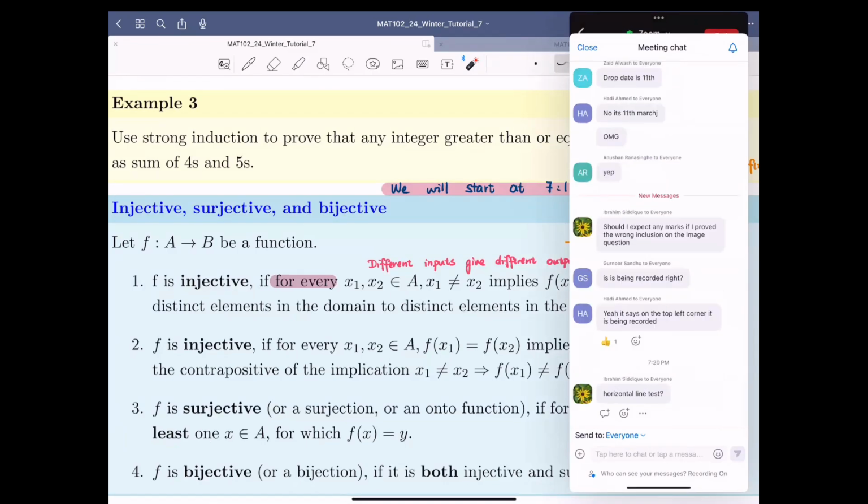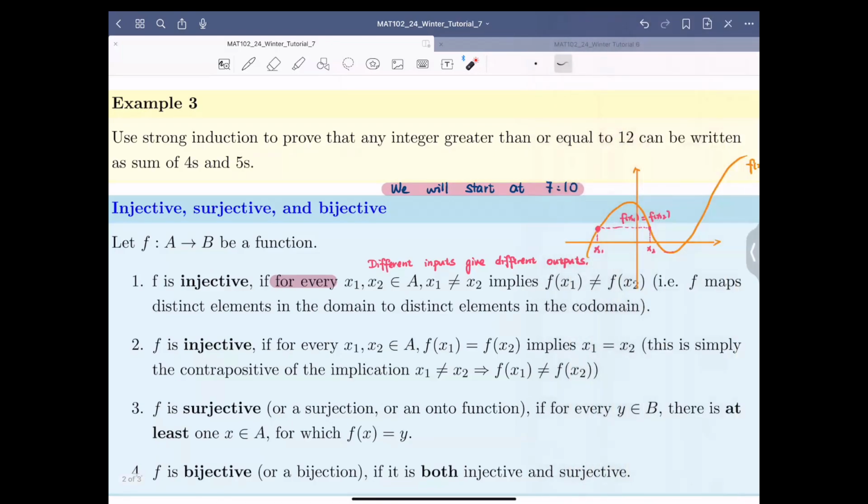It's being recorded. Horizontal line test? Yes, I'll get there. But right now, the first definition is what it's saying. So when you do a proof, this is what you need to prove. You need to prove that for every x1, x2 in A, if they are not equal, then f of x1 is not equal to f of x2. One of you mentioned the horizontal line test. Yes, the horizontal line test is to check if a graph is injective or not. Let me write it here.